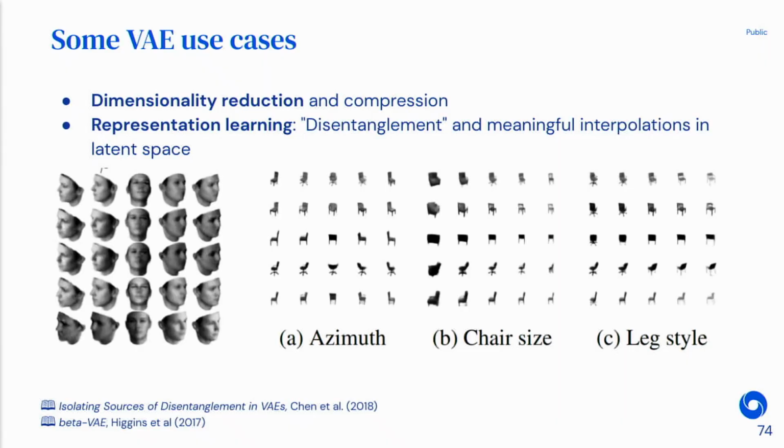So, some use cases for VAEs. I already said we use them for dimensionality reduction and compression, or for representation learning, where you try to disentangle different dimensions and have meaningful interpolations in this latent space. And I already showed you this picture on the left, where you see a head from different angles or different speaker identities depending on how you move in this latent space. Similarly, you can also do this with other objects, or with colored faces and so on, where basically one dimension is the identity of the chair and the other one is how the chair is rotated, how big the chair is, what type of leg the chair has, and so on.